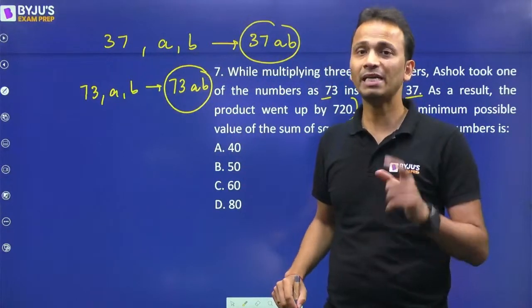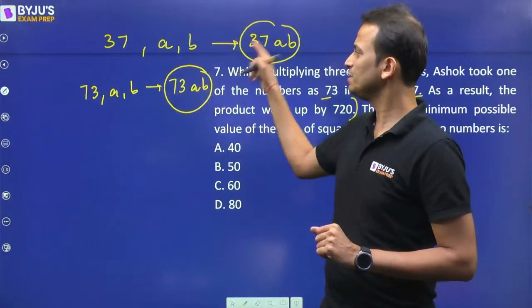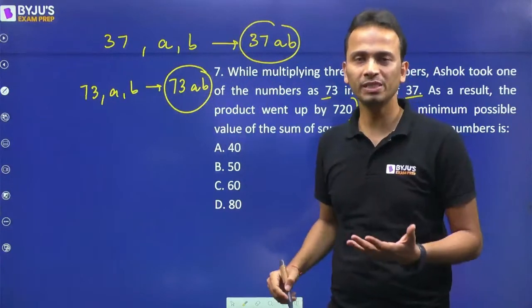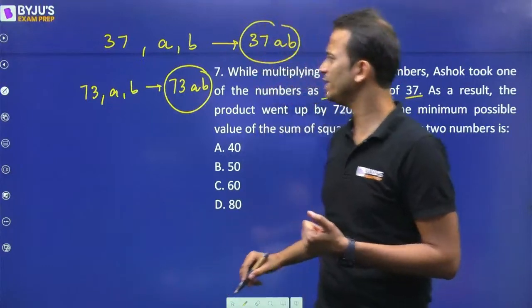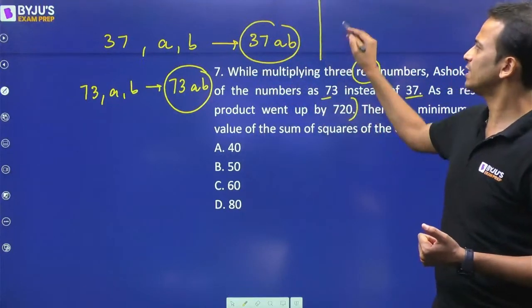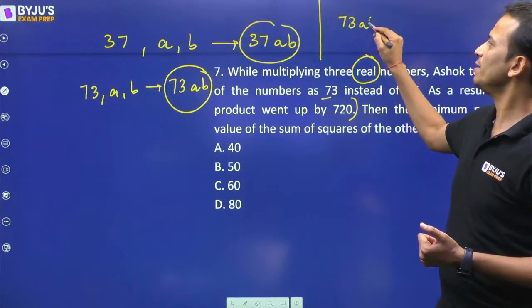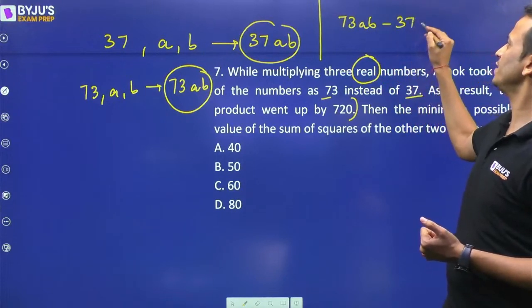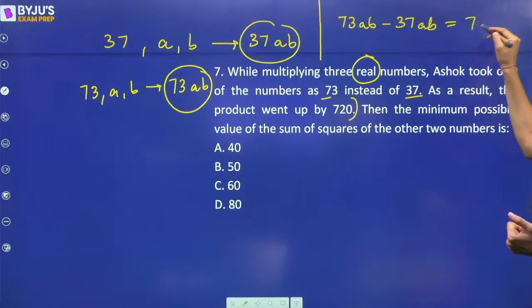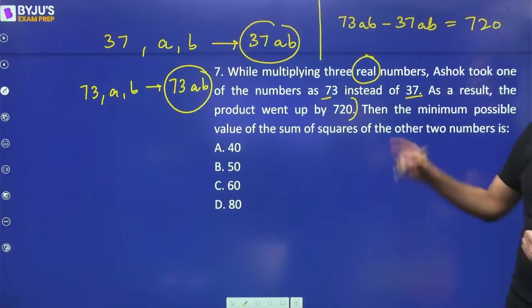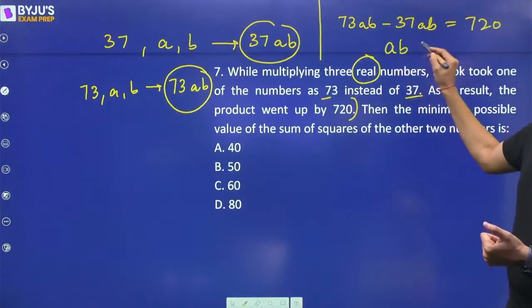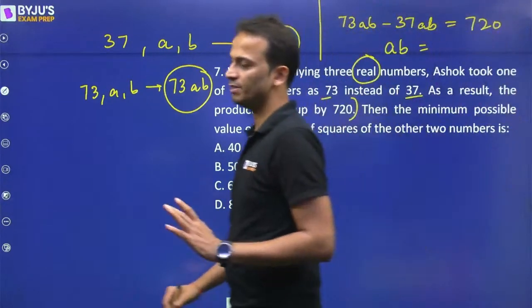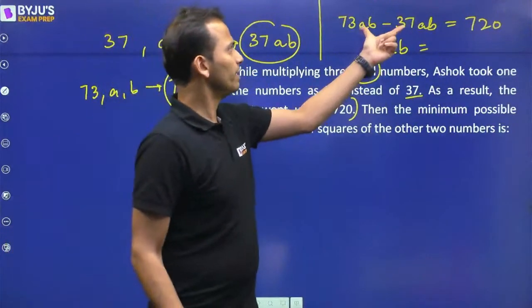And the product went up by 720. So that means the difference between these two numbers should be 720, right? So I can say that 73AB minus 37AB should be equal to 720. Upon solving, I can get the value of the product of AB. ठीक है? So ये वाला difference कितना है?